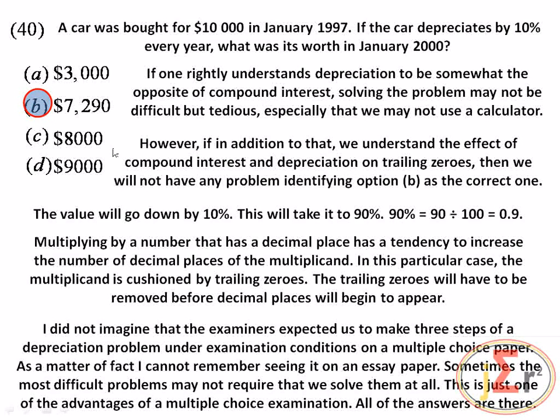Do not forget that we are depreciating by a particular percentage, and this will cause the trailing zeros to be somewhat distorted. So we will have a progressive removal of the trailing zeros in the answer. Or if we did not have trailing zeros, then we will begin to have an increase in the number of decimal places, and it is because of that effect why we are able to identify option B as the correct answer in a matter of seconds.